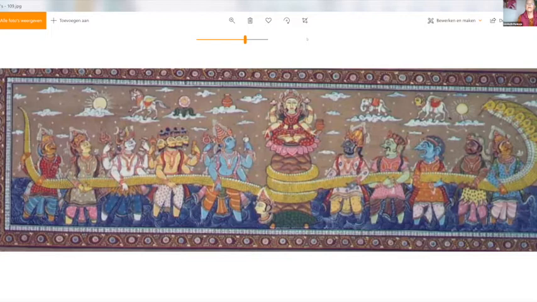And he became the dragon's head and the dragon's tail: Rahu, who is only a head with hands, and Ketu, who is the dragon's tail.